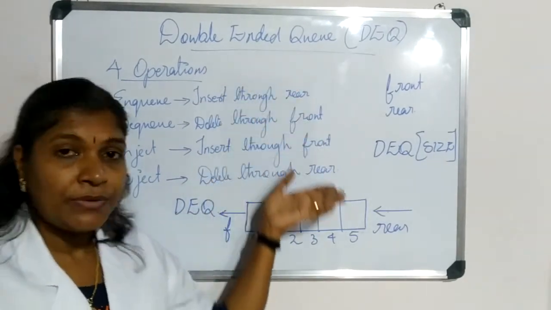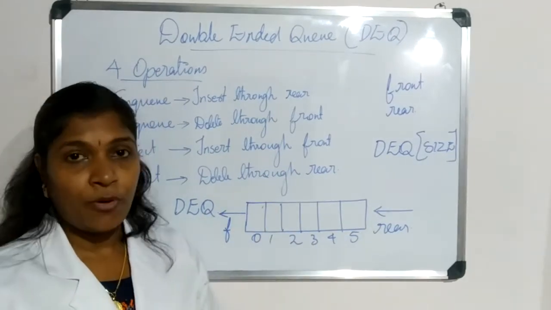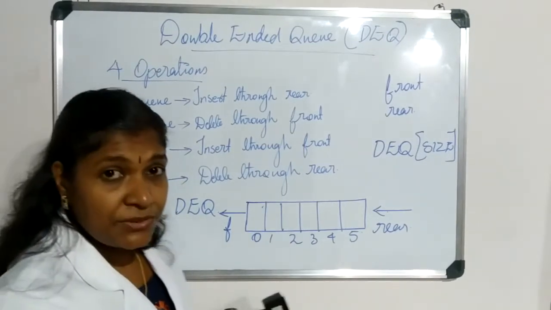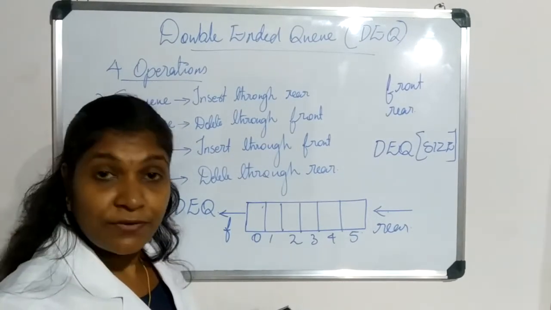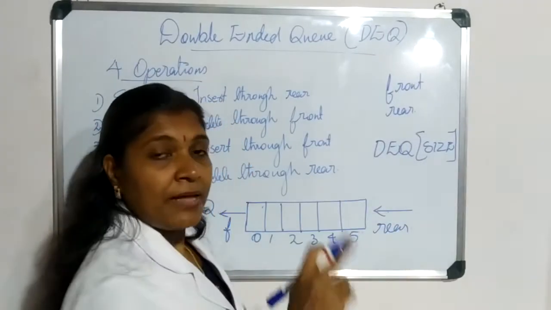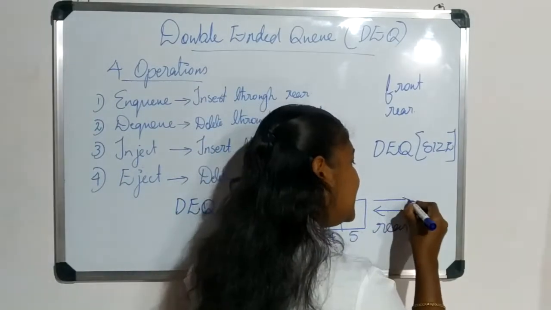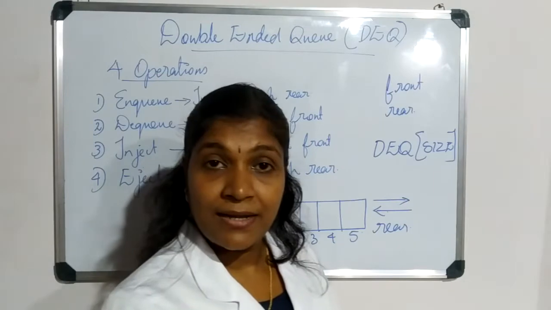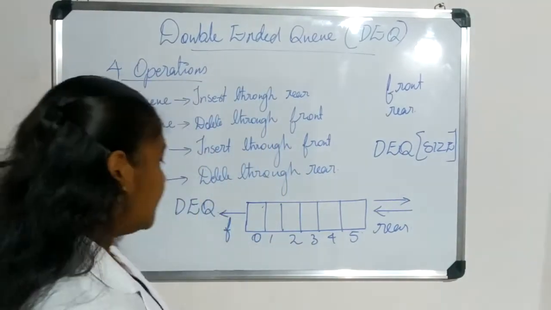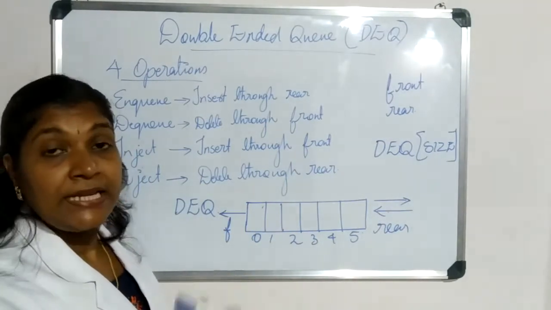Then coming to the double-ended queue, the specialty is that we are adding 2 more operations, that is inject and eject. This is very easy to remember. No need to get confused. Through the rear end, we perform insertion, right? So if we perform the deletion of an element through the rear end, that is ejection. We are taking out. And through the front end, we normally perform only DQ, that is deletion of an element.